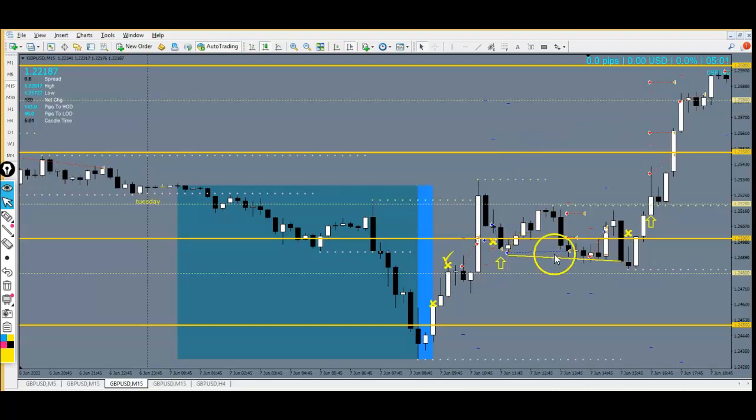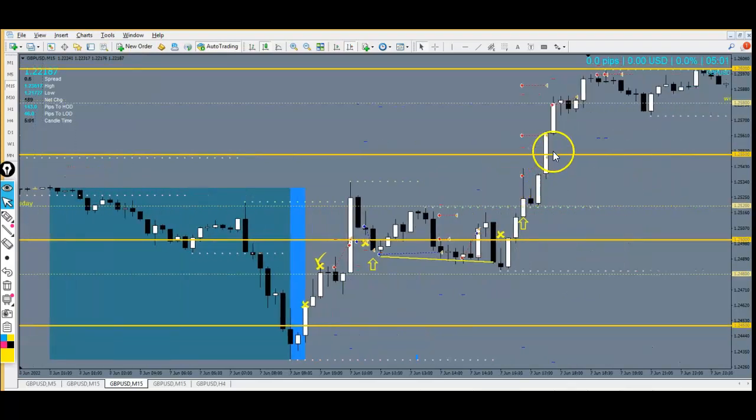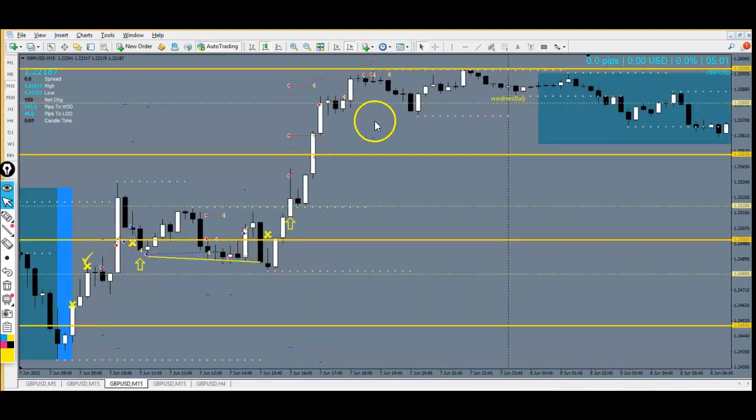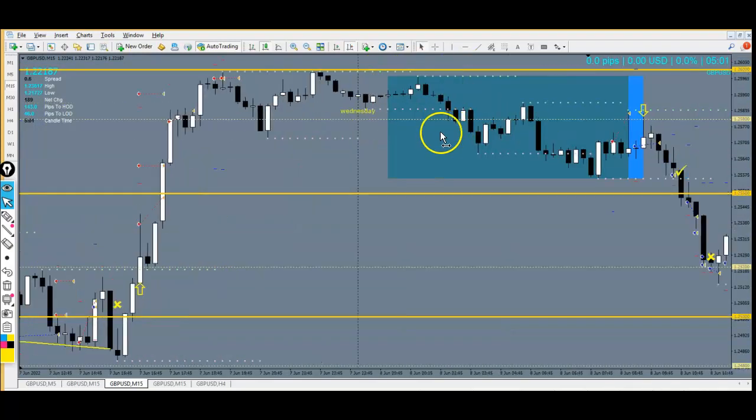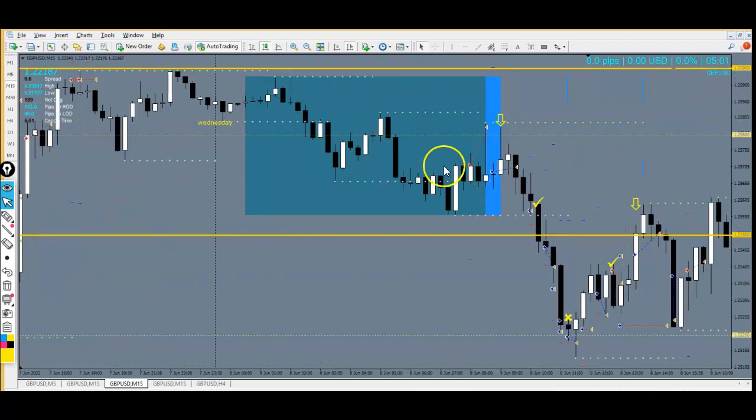Then at the level when I got this break here, I entered here, got stopped out promptly, and I didn't trade again. But by the time I got here, I was thinking of a double top, and I got stopped out. Okay, so I entered there, but I just closed it. I didn't want it to go through the next day.